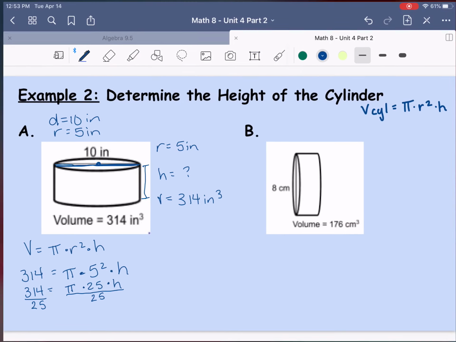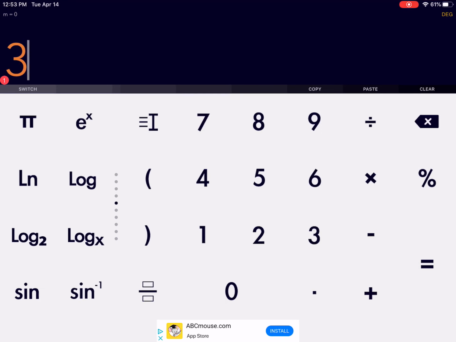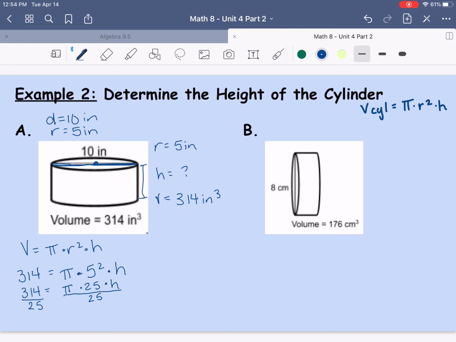All right, so I need to do 314 divided by 25, which is 12.56. So 12.56 equals pi times height. Well, just like solving any other equation, I'm going to go ahead and move this up here so I've got some more room.